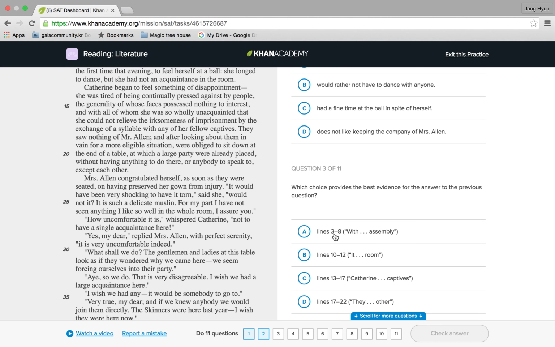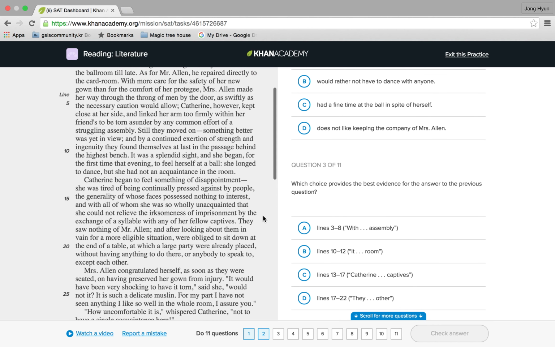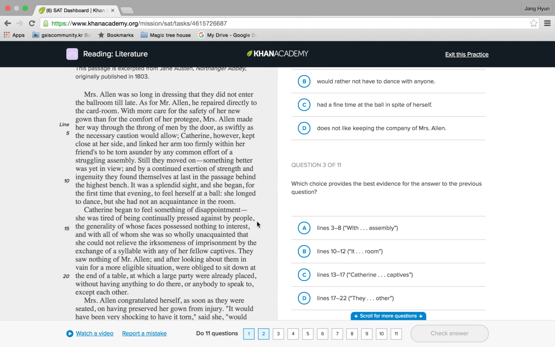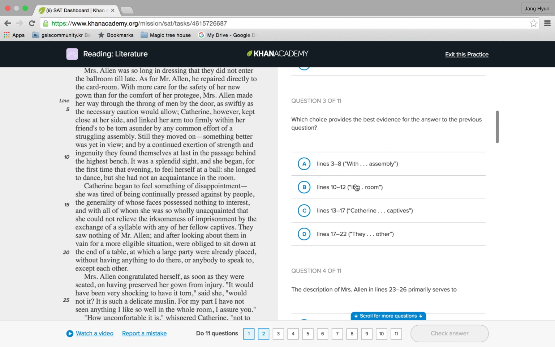All right, let's check one by one. Lines 3 to 8: with more care, Mrs. Allen made her way. Catherine, however, kept close at her side and linked her arm too firmly within her friend's to be torn asunder by any common effort of a struggling assembly. No, not really. It doesn't show how she didn't like the ball. Lines 10 to 12: it was a splendid sight, and she began for the first time to... Nah.